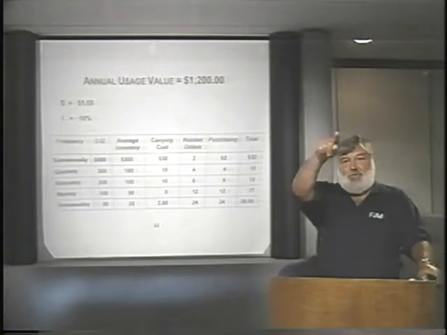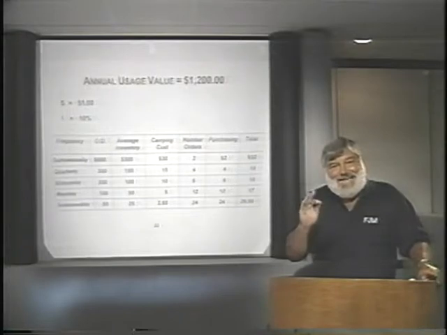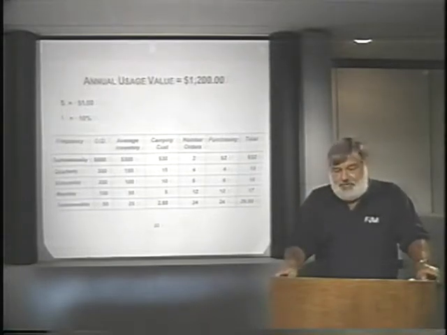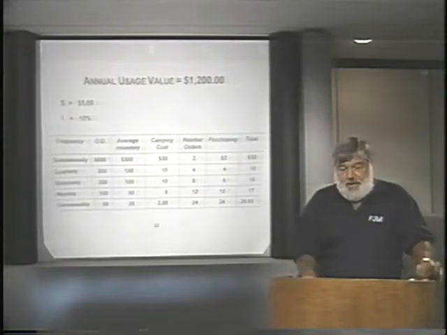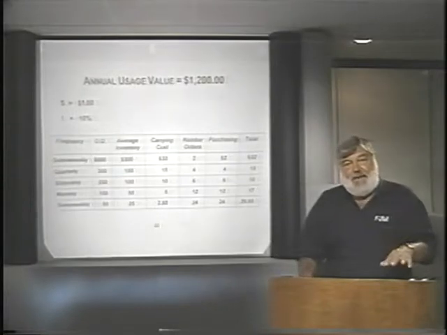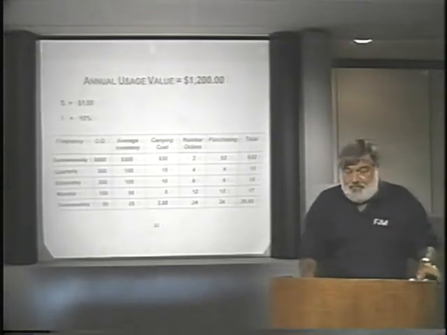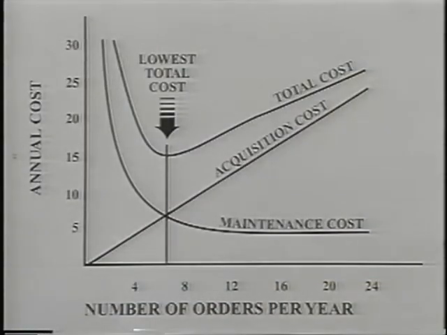So what has happened is the total cost comes down, and then it comes back up again. So the most economical quantity to purchase would be where the total cost is $16, and therefore I would order six times a year. Now, if we took the carrying cost column, the purchase order cost column, and the total cost column, and we graph those, we would have the graph which is on 23.